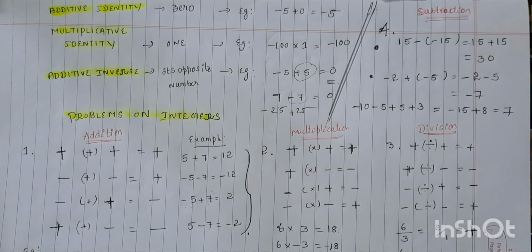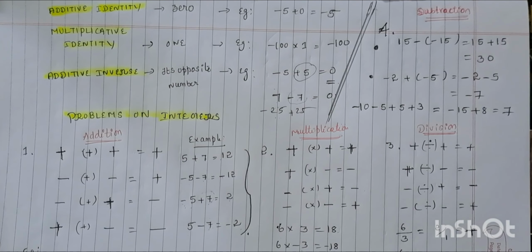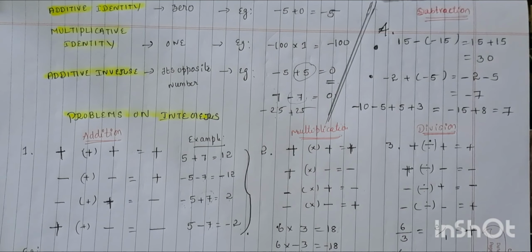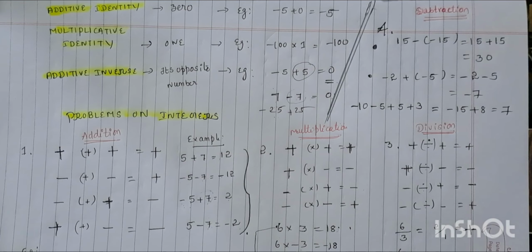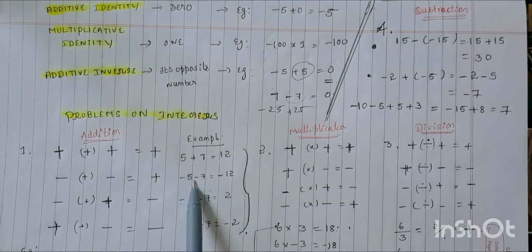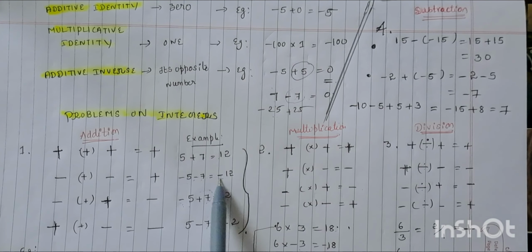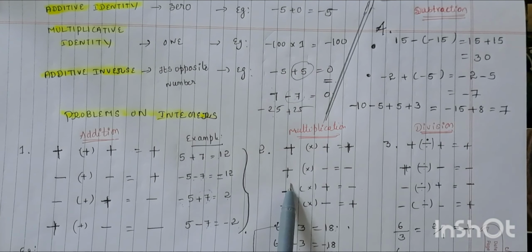Here also, minus 6 into plus 3: here is minus, here is plus, so if you multiply, you get the negative sign. If both are negative, the answer is positive. So if both are positive or both are negative, the answer becomes positive. But in addition, if both are negative, your answer should contain the negative sign. That is an important difference between this and this.